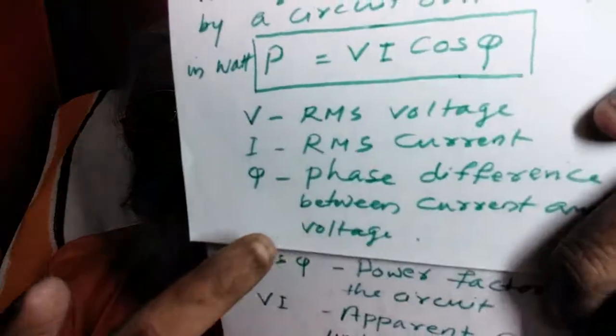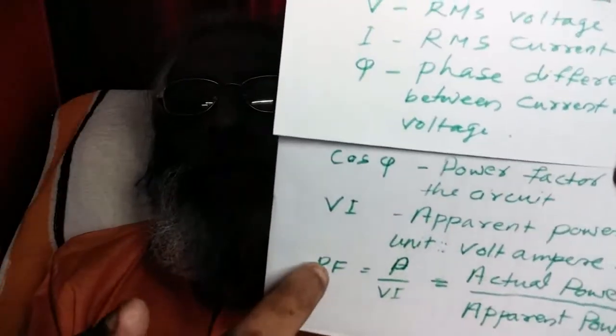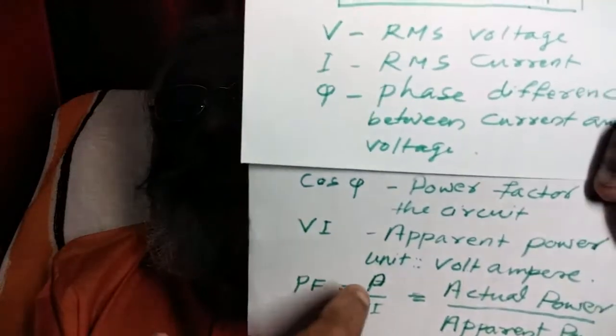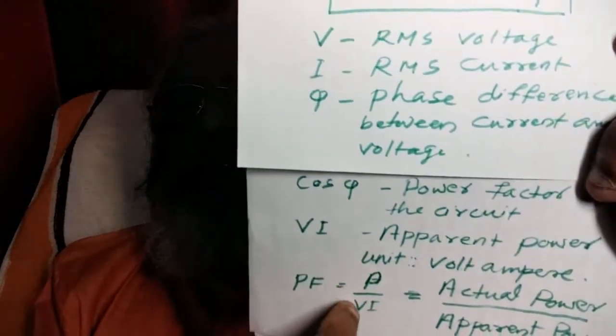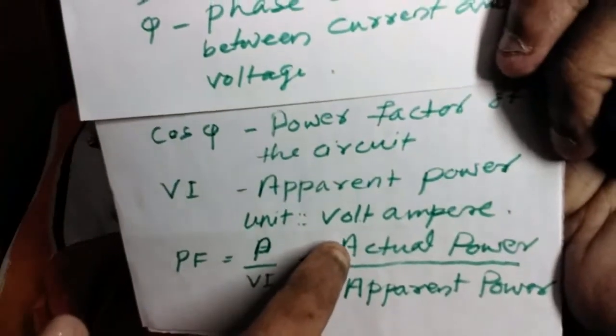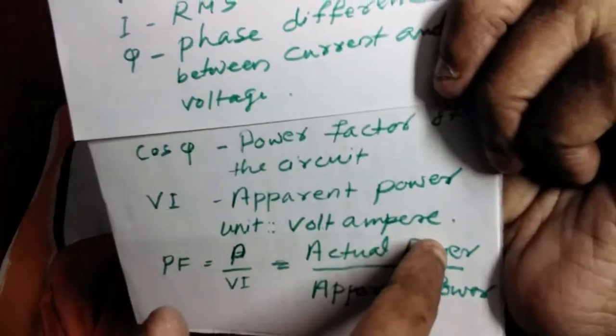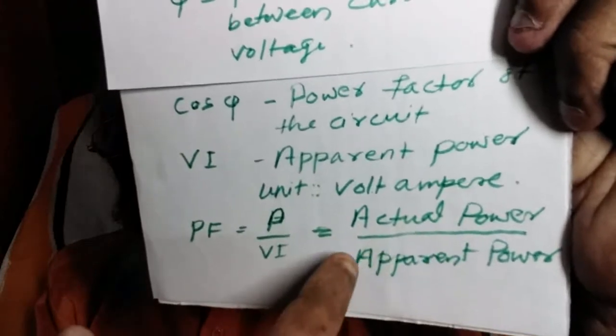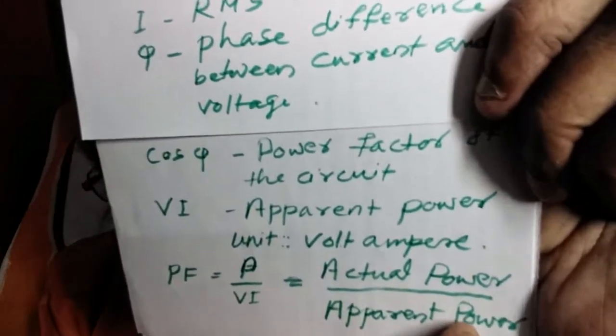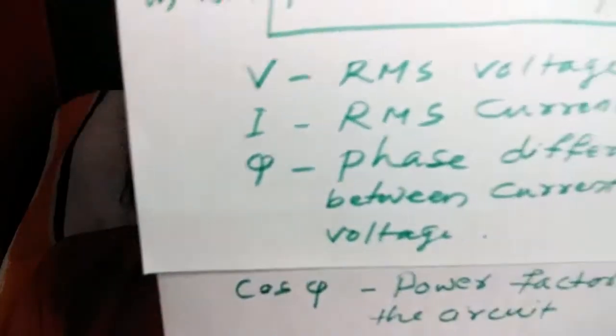Now, what is power factor? Power factor cos phi equals P by VI. That is, power factor is the ratio of actual power consumed to the apparent power. That is the power factor definition. Now, what is the significance of power factor?